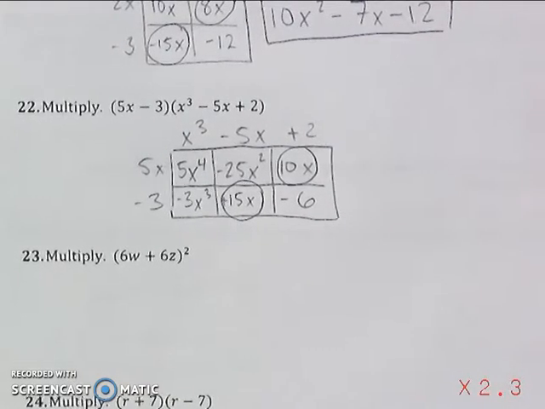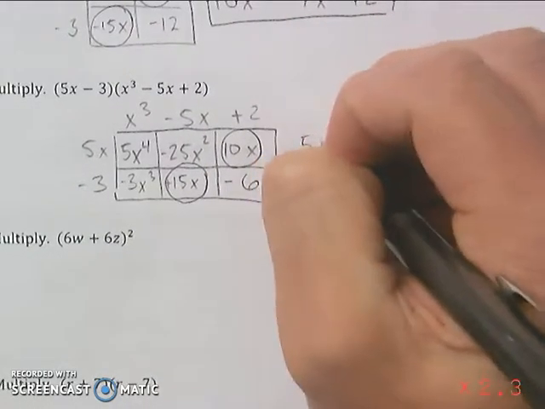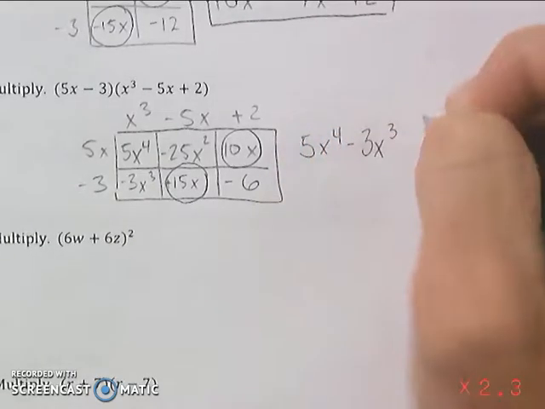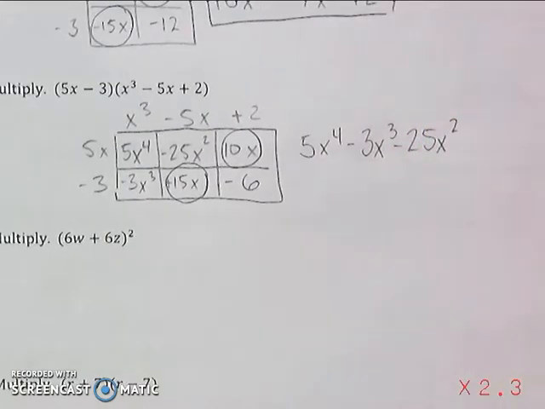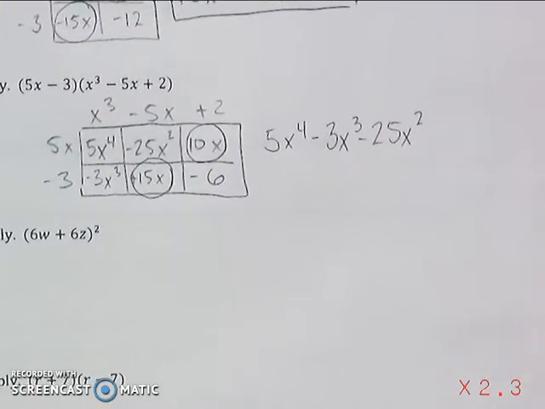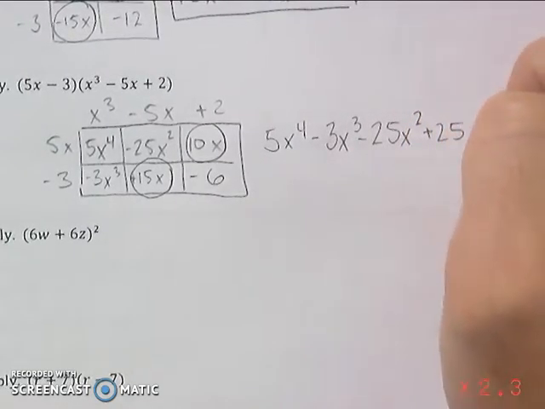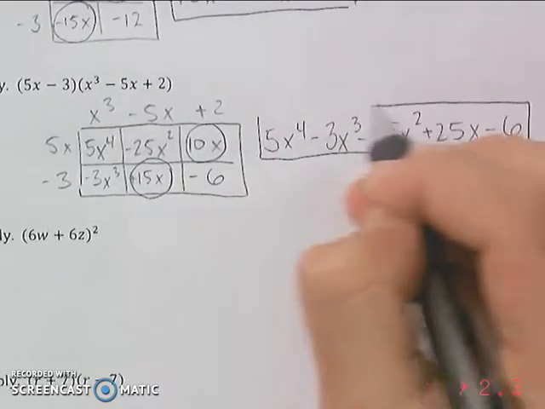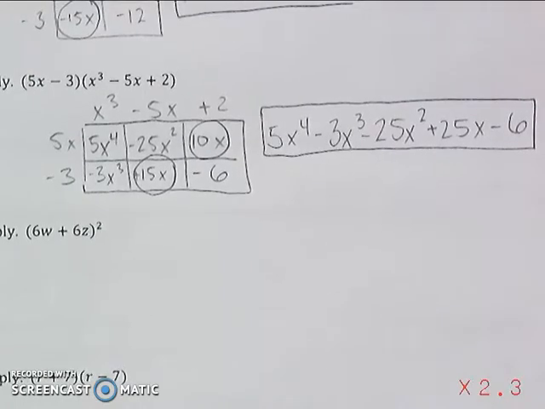So we're going to write this out in the correct form, starting with our highest exponent, 5x to the fourth, followed by negative 3x to the third, followed by negative 25x squared. Then we're going to do 10x plus 15x, which is going to give me a positive 25x, and then minus 6. So this is a very long polynomial right here, but we took care of it and made sure everything's looking good.